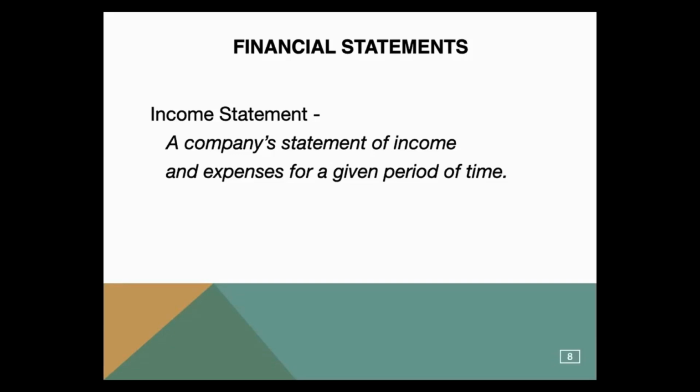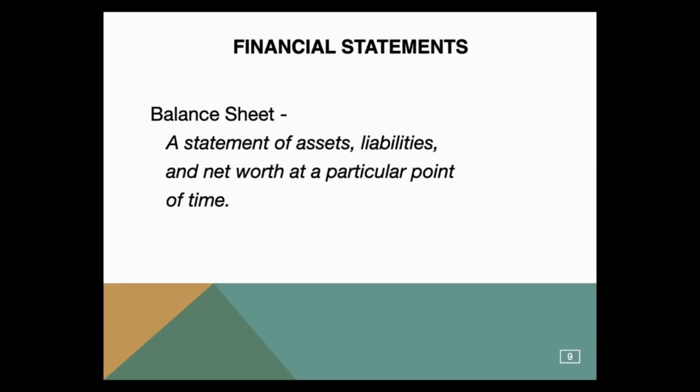All right, let's go to the balance sheet. The next page, you'll see the example of the balance sheet. By definition, a balance sheet is a statement of assets. Assets are things that a company owns. Liabilities are monies that a company owes. These are debts that we have. And net worth is the owner's financial interest in the business, all at a particular point in time. Assets, liabilities, net worth at a particular point in time.